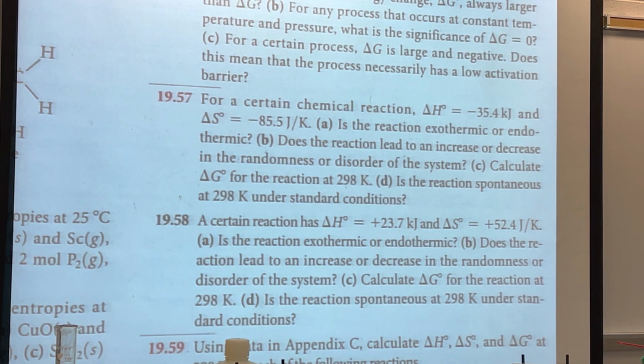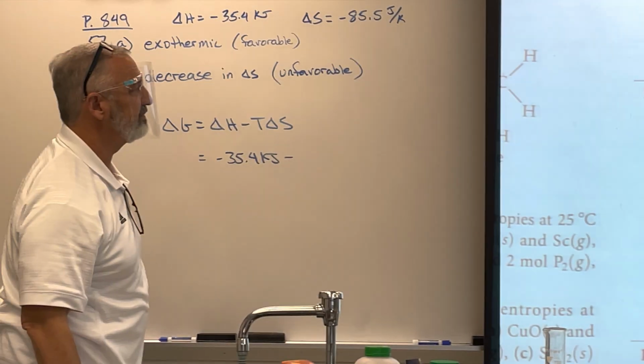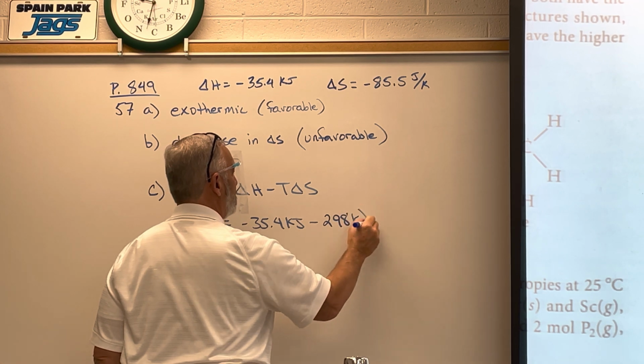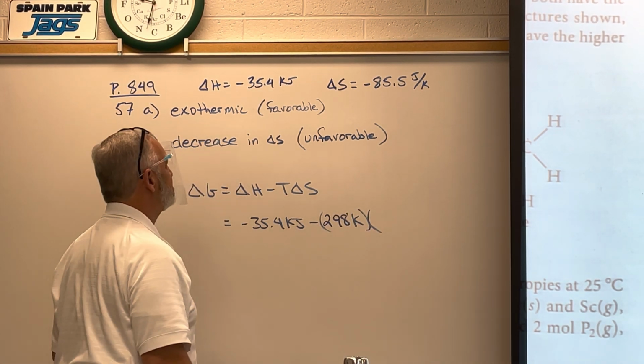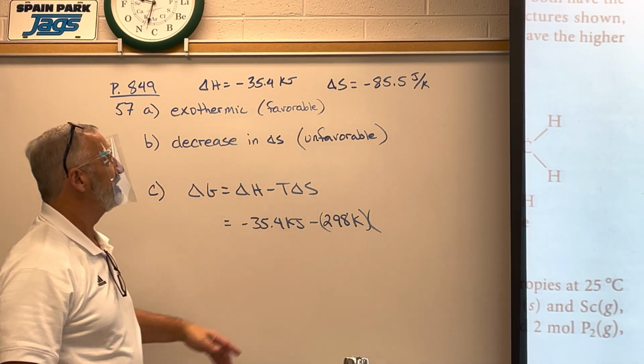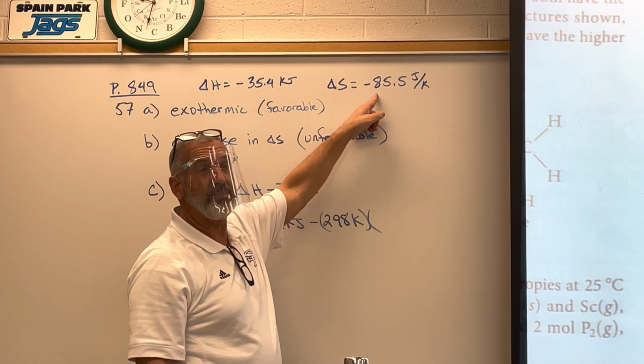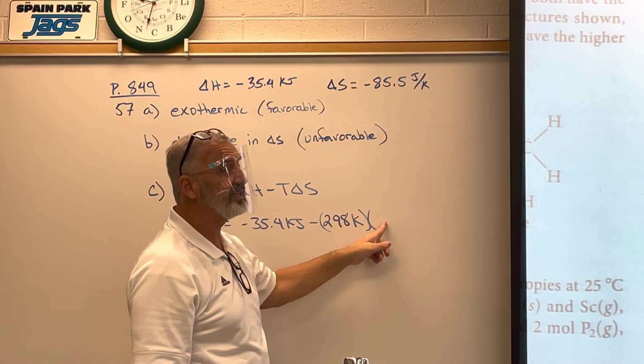Now, C says calculate delta G for this reaction. So delta G is equal to delta H minus T delta S. Delta H is negative 35.4 kilojoules minus, what temperature? Standard, right? 298. But what do I put in here for delta S? Yes, we have to convert it to kilojoules. So we have kilojoules here and kilojoules here.